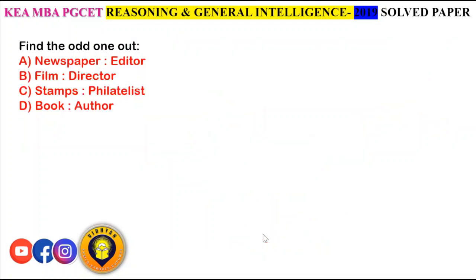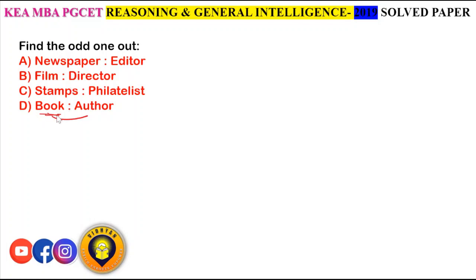The next one, find the odd one out. Newspaper, editor. Okay, that means newspaper is prepared or done by the editor. Then film, the maker is called the director, and book, the one who writes the book is the author.